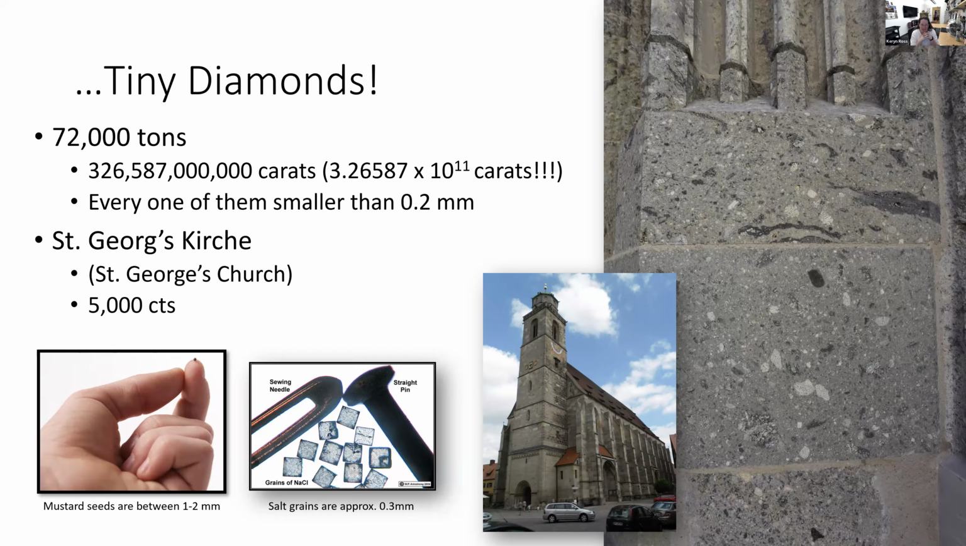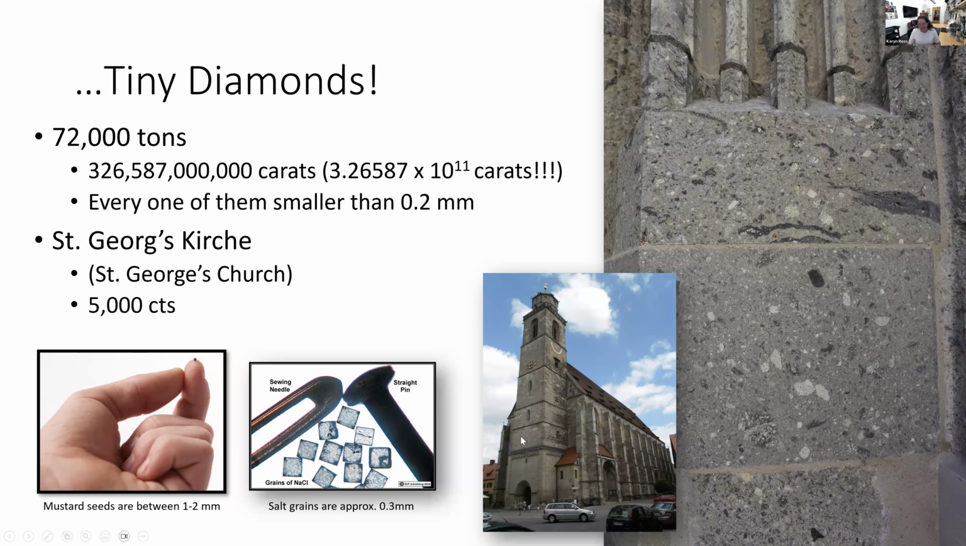The one problem is they are so small, okay? Each one of them is smaller than 0.2 millimeters. Just to give you an idea, you guys have all done the thing where it's like if you had faith the size of a mustard seed and all that stuff. Mustard seeds are bigger than that. They are between 1 and 2 millimeters, okay? Here are salt grains. They're bigger than these suckers are, okay?